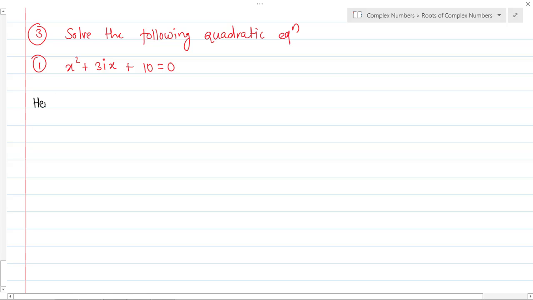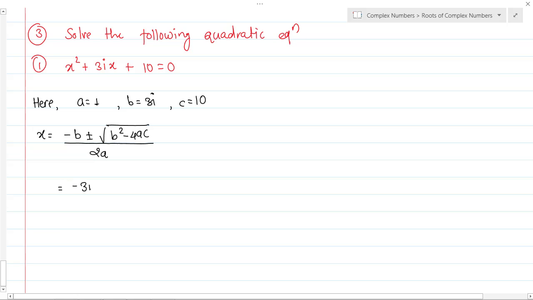Okay, so here a is equal to 1, b is equal to 3i and c is equal to 10. So these are the values of a, b, c. And you know that the value of x is given by minus b plus or minus root of b square minus 4ac upon 2a. Okay, so let's substitute the values here. All the values we know.